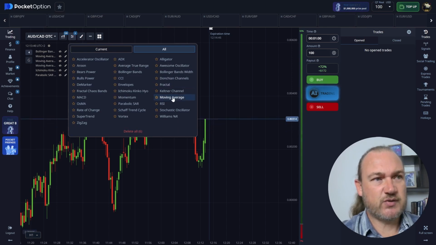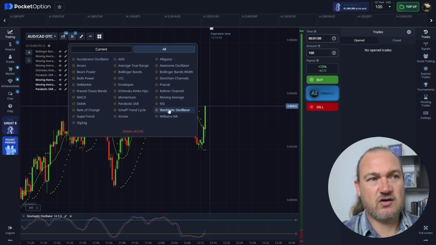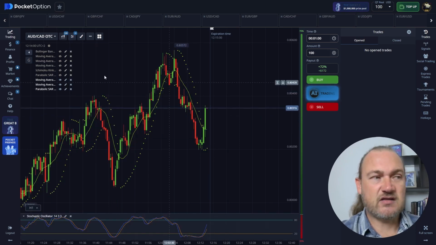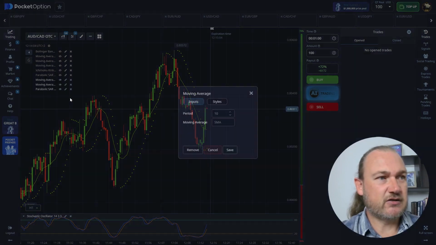The first two, we're going to add 2 moving averages. So we're just going to click the moving average twice. We can see that it's added 2 moving averages there. Next up, we're going to add the parabolic stop and release. We're going to add that and then we're going to add the stochastic oscillator. So we've added the indicators, but we're going to change all of the values. So let's do that quickly now.